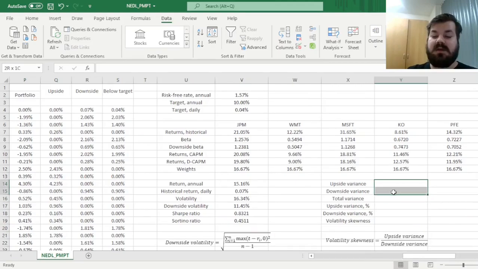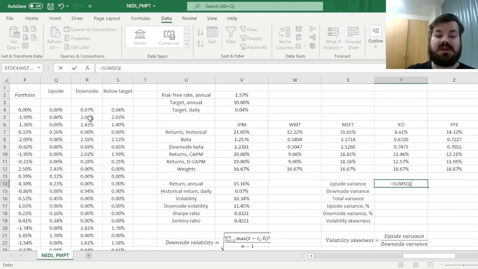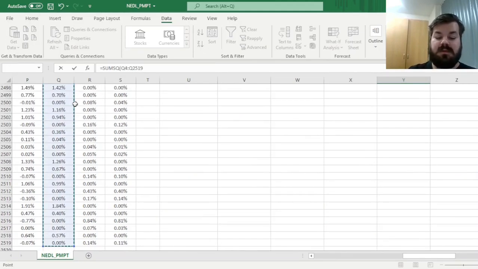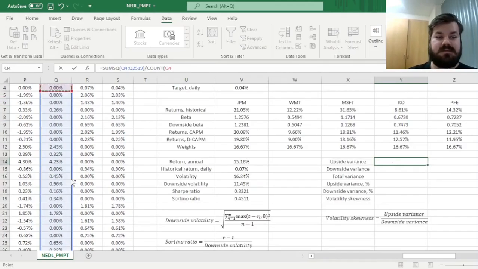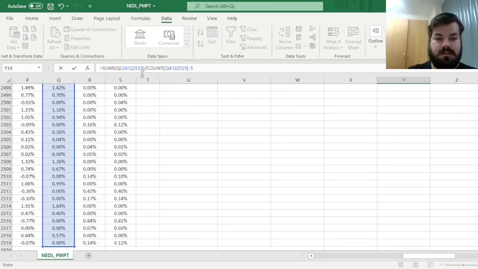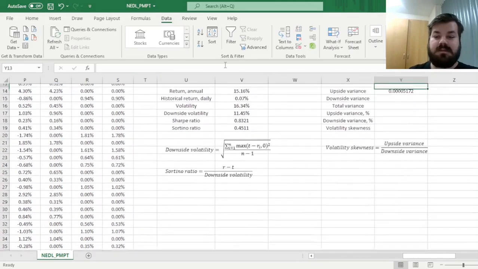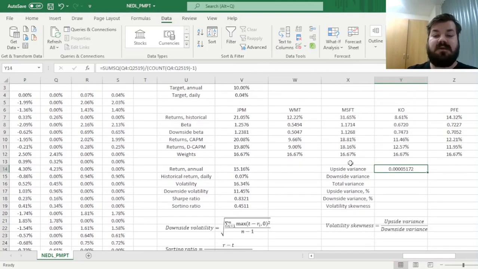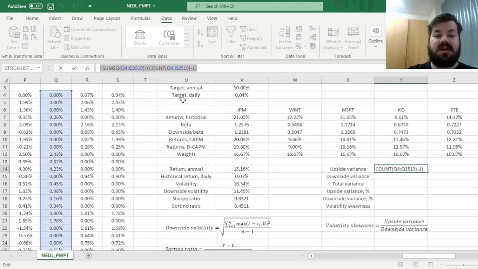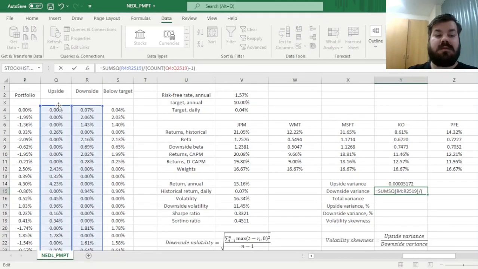For volatility skewness, we need to calculate upside and downside variance, and that's easy enough to do. We need to sum squared the respective column, the upsides or the downsides, divide them by the respective counts, and as we are dealing with variance, we can leave it without taking the square root. And that gives us the figure for the upside variance. For the downside variance, we can simply copy the formula and drag the column reference across.